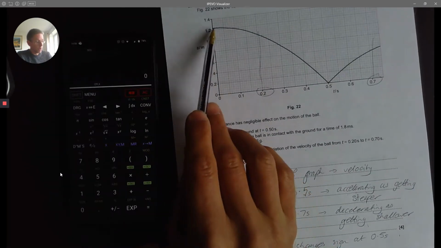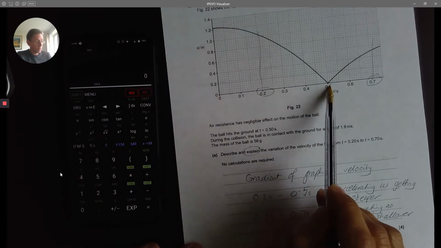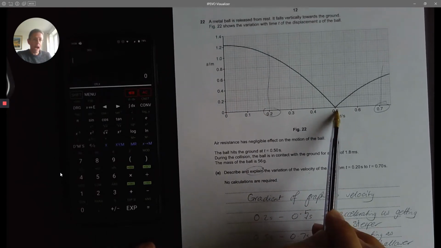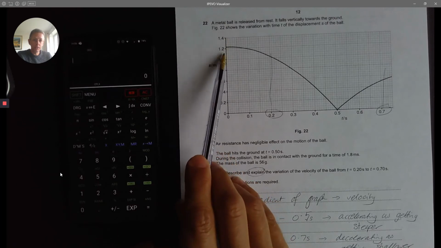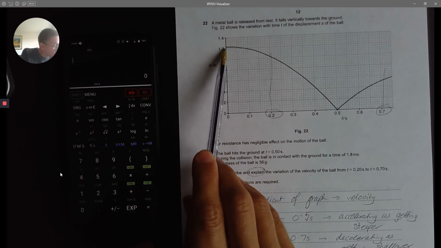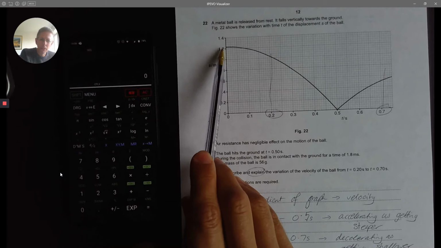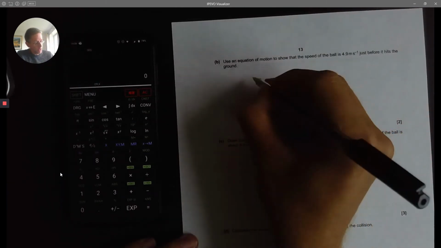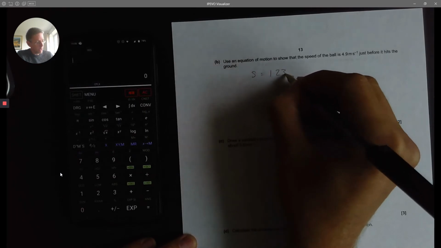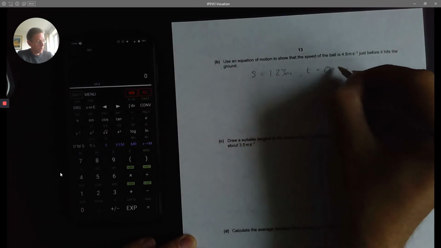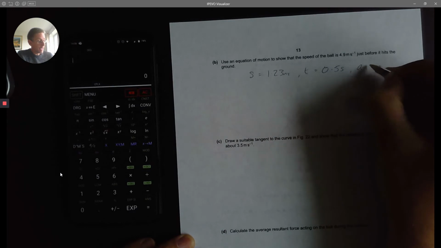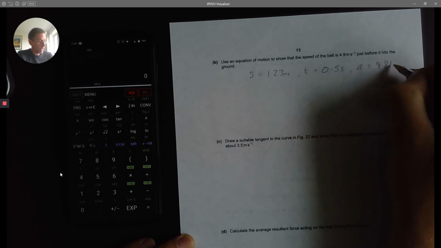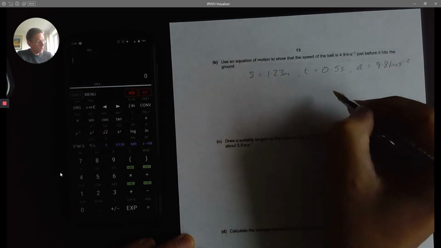So what numbers have we got? Well, we know that it took 0.5 seconds to hit the ground, and we know that it started off at 1.2, and each one of those little boxes is 0.04, so what, 1.23? So we've got s as 1.23 meters, t as 0.5 seconds, a is from gravity, and we'd quite like to know v.